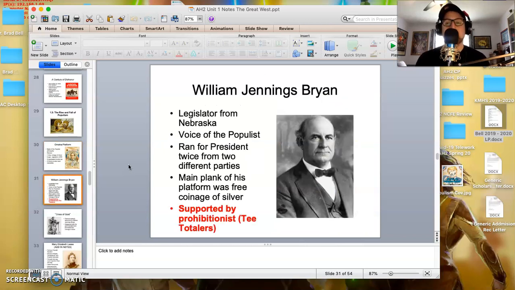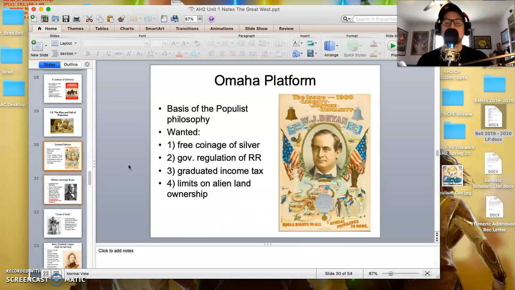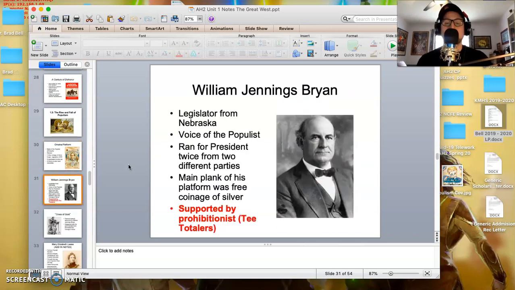William Jennings Bryan ran for president twice. He is from Nebraska, hence Omaha platform, Omaha, Nebraska. And he was all about building a coalition.